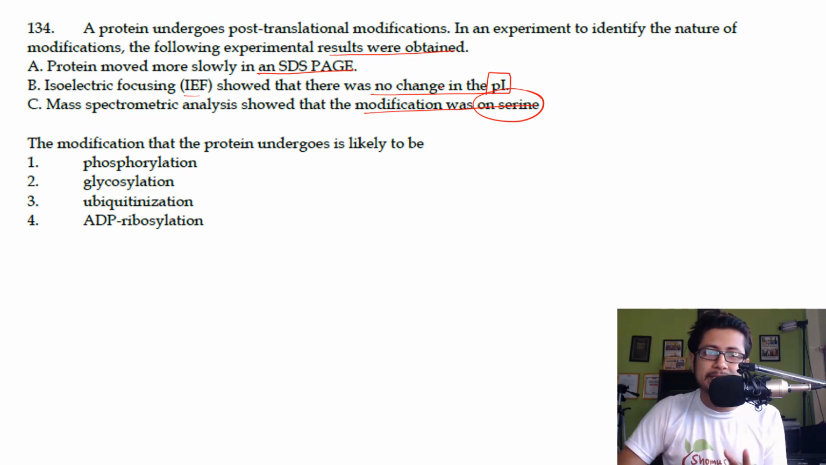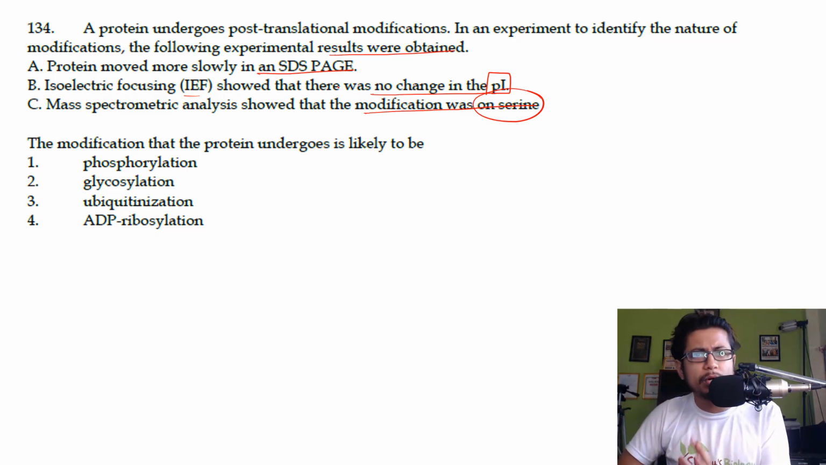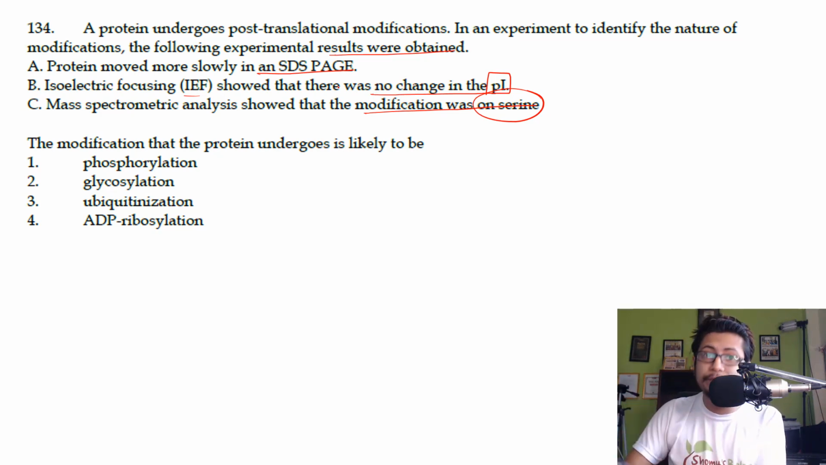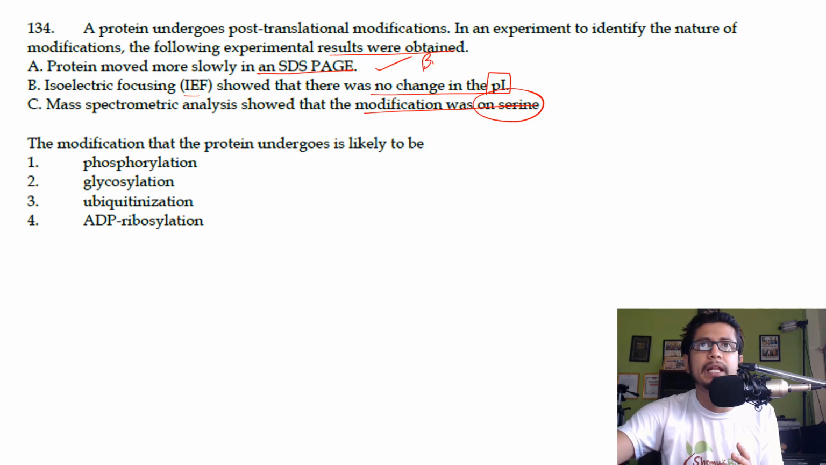So these three statements are facts regarding the protein. They are not like some statements being true or false; these are all true statements. So some sort of post-translational modification is done. Afterwards, we find there is no change in the pI and the modification is done on the serine. We also know that after this modification, the protein is moving slowly in the SDS-PAGE. That means the protein is becoming a little bulkier after the modification. From this statement, we get that it's bulkier now.